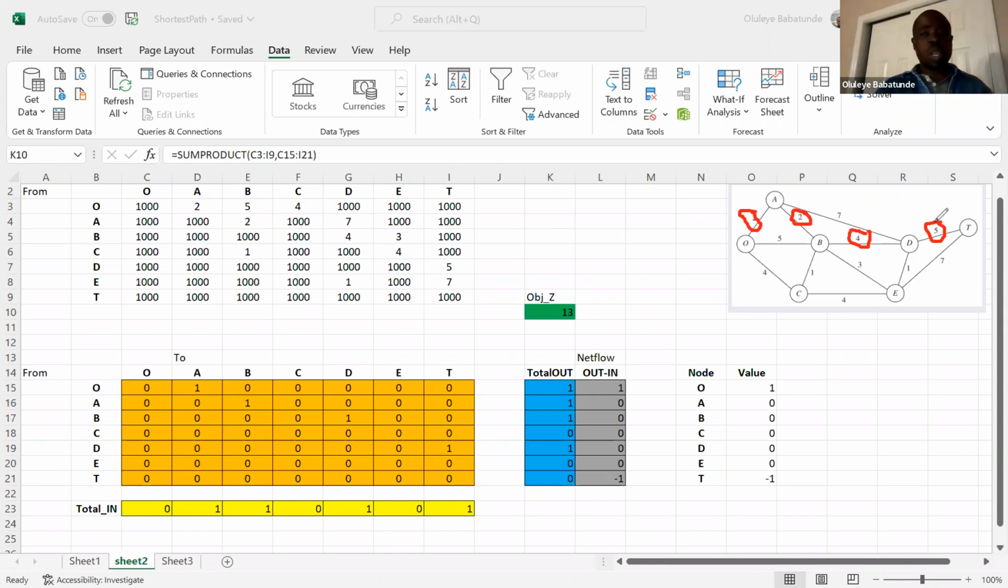distance between O and T. I think you can use this idea also to compute critical path when you are doing project management.